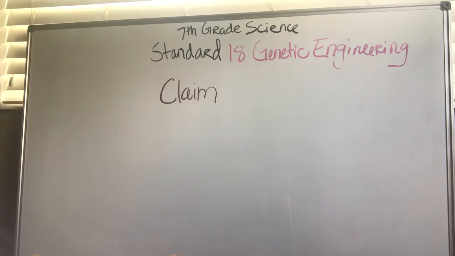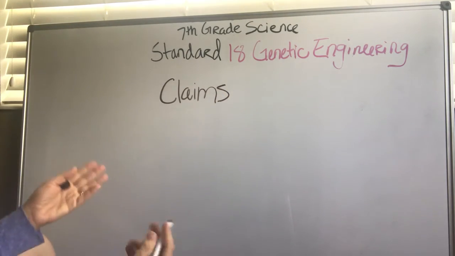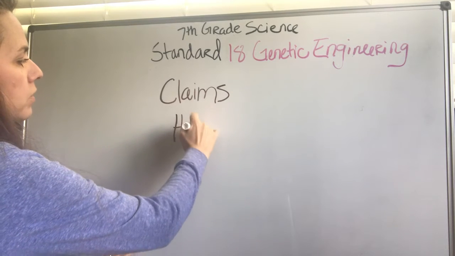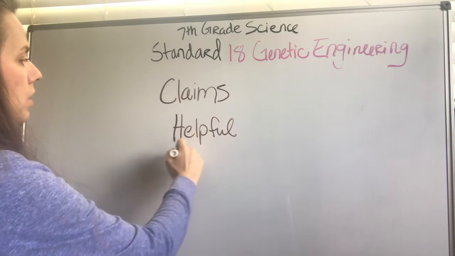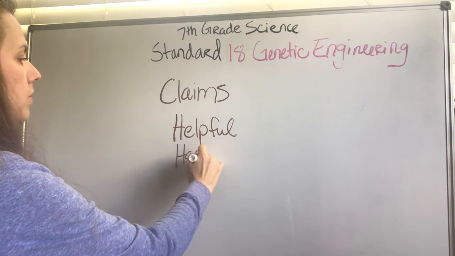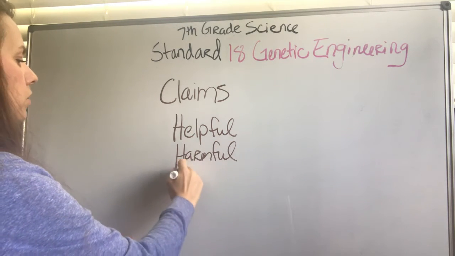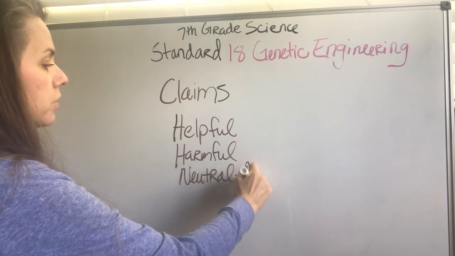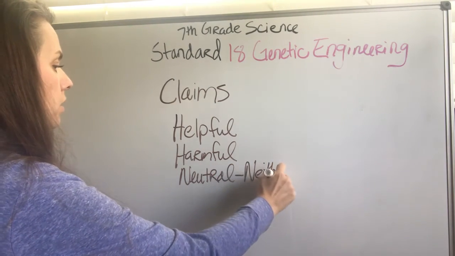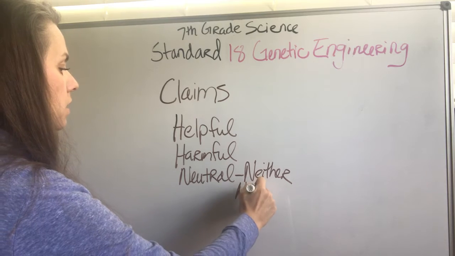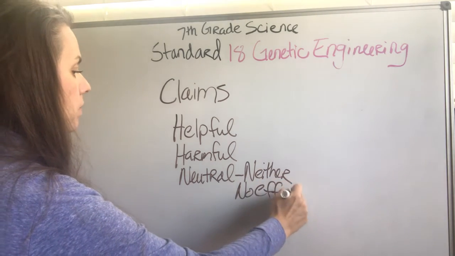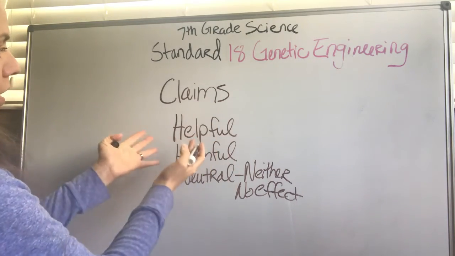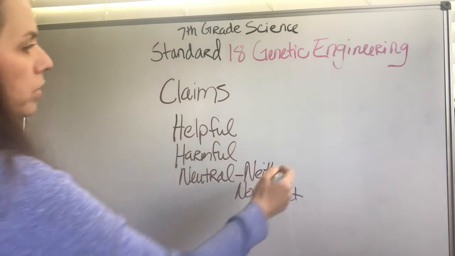So there are claims that we make in regards to genetic engineering, and that's going to be that they're either helpful, harmful, or neutral. And sometimes they use words like neither or no effect. Okay, and then we also need to understand, well, who is it helpful, harmful, or neutral to?